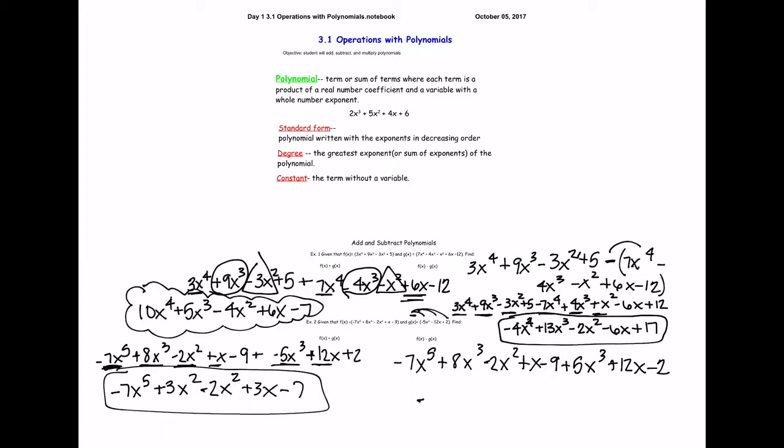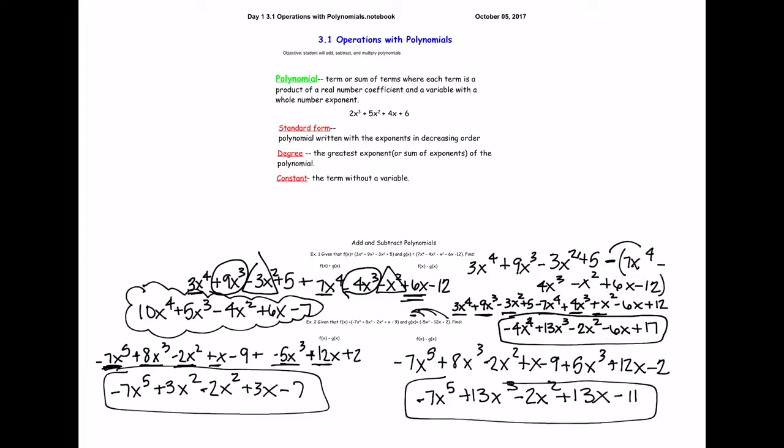Combine your like terms: negative 7x to the 5th, positive 8 plus 5 more, 13x cubed, minus 2x squared. x and 12x is 13x, and negative 9 minus 2 more is negative 11. Example number 3 talks about multiplying polynomials.